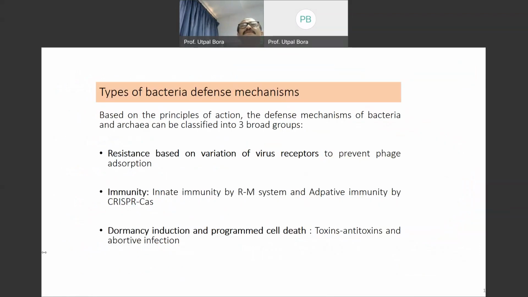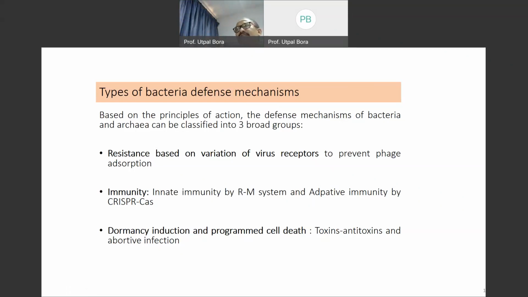So overall, the types of bacterial defense mechanism can be broadly classified into 3 broad groups. Number 1 is a resistance based on variation of virus receptors to prevent phage adsorption. So you change these receptor types, okay? And we also know that the SARS-CoV virus entered our lung cells through certain receptors. So if we are able to mutate those receptors, it will not be able to enter.